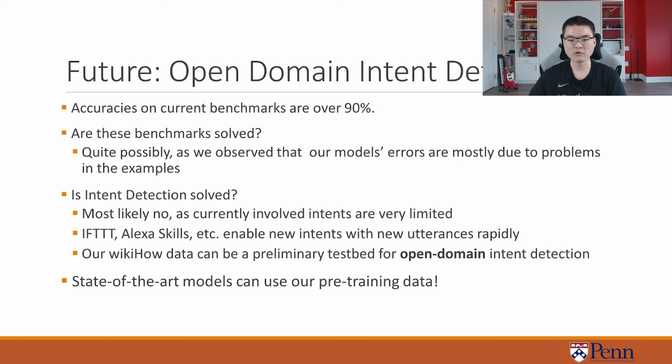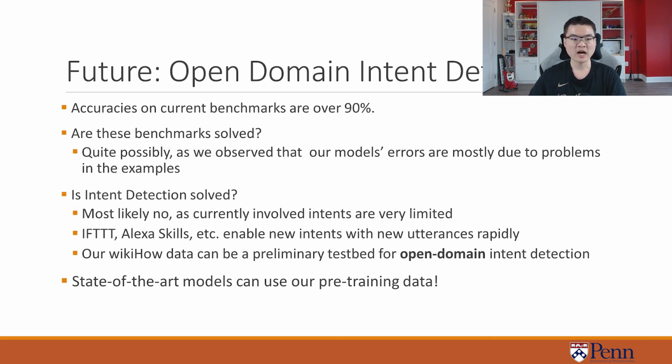As a result, we believe that open domain intent detection has a lot of value in this line of work. Our WikiHow data can be used as a preliminary testbed for this kind of open domain intent detection, because if you view every goal as an intent, you will have more than 100,000 intents available in our dataset, although there might be a problem in how tightly they correspond to actual intents. However, we think this is a good start.